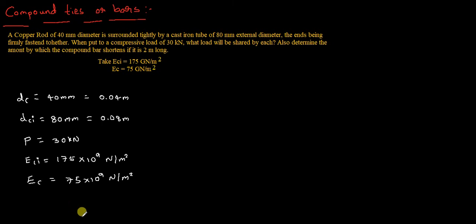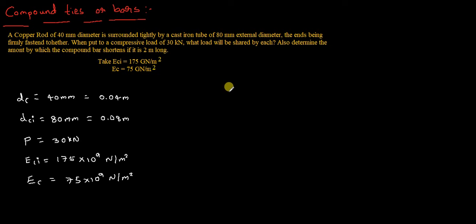With the help of these values, we need to find the load shared by two materials, as well as the deformation, that is, the compression that has taken place. So first we take an example with the help of the diagram here. The diagram can represent two rods joined together, one surrounded by another.